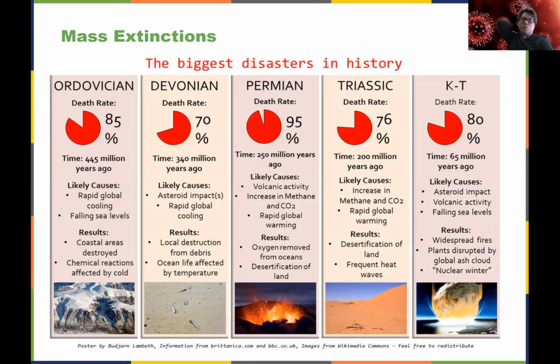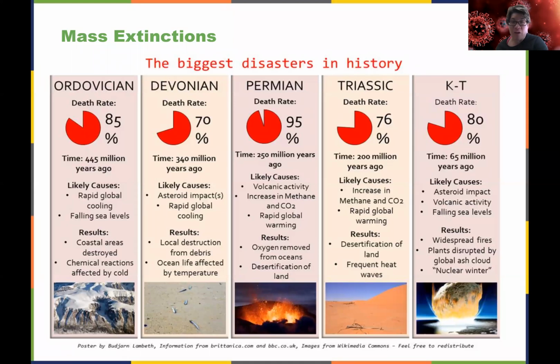These are some mass extinctions that have happened in history, and the pie charts here show how many of the different species that were on Earth went extinct, and we base this off the fossil record. So the KT was the most recent one, and an 80% death rate on that one, and then you have quite a lot in the previous ones, and they have the likely causes. So KT was probably because of an asteroid impact or volcanic levels or falling sea levels, and so you can see what the results were.